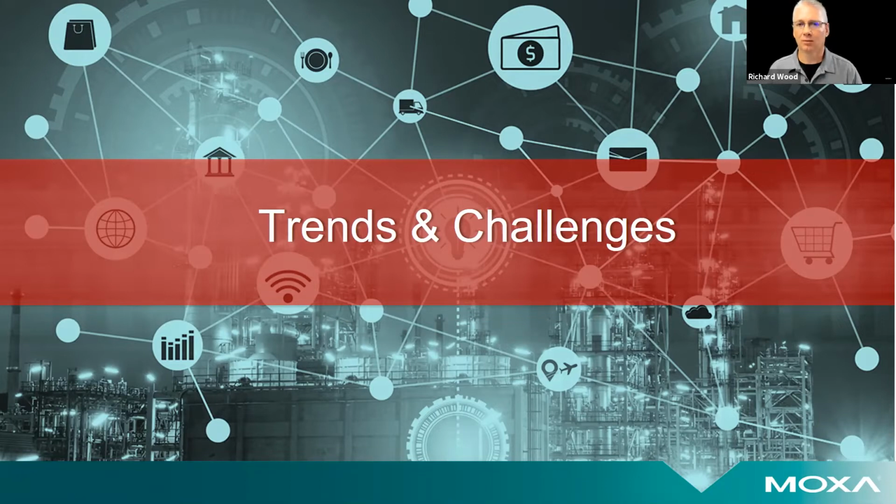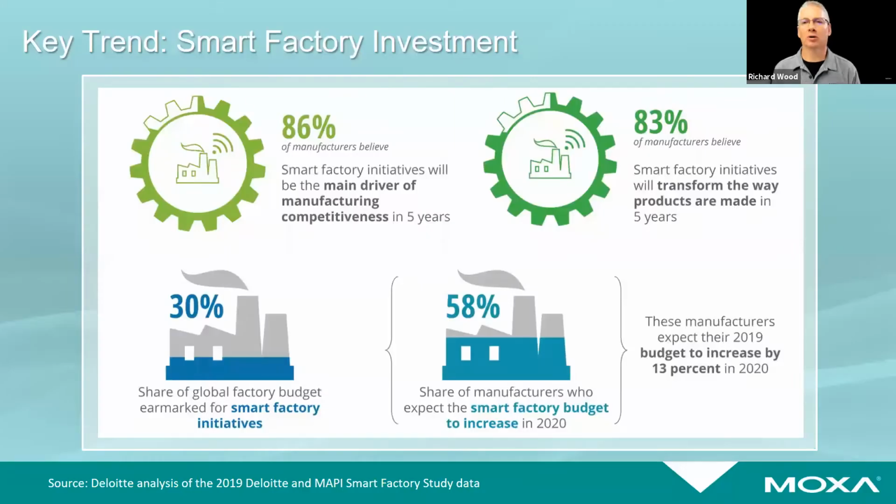So smart factory or industry 4.0 or other smart initiatives have been a trend for some time now. This 2019 study by Deloitte shows some interesting facts. Starting with 86% of manufacturers believe that these initiatives will be a main driver of their competitiveness in the next 5 years. And 83% believe that it will transform how their products are made. From an overall perspective, the smart initiatives will account for 30% of global factory budgets, and 58% of the companies surveyed expect that share to grow in 2020.